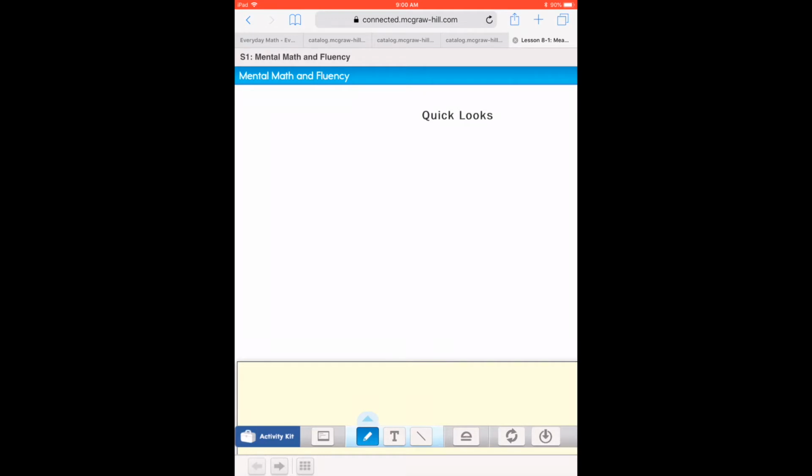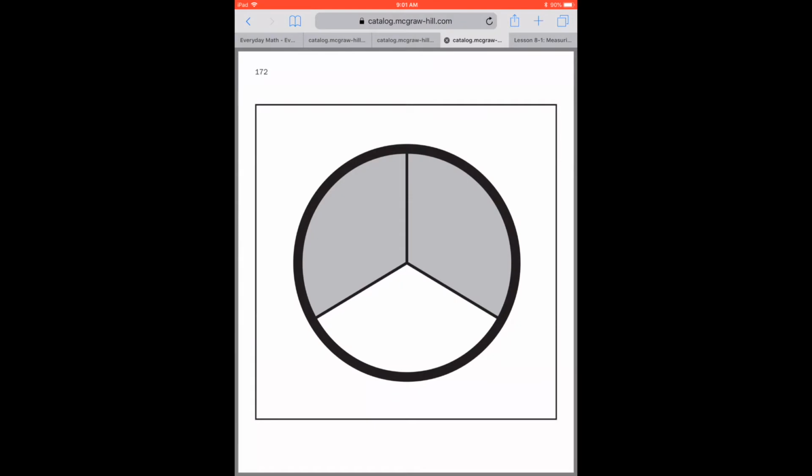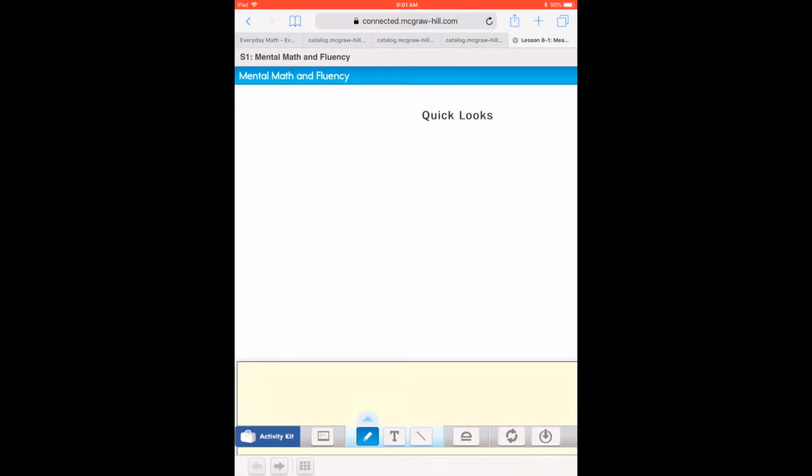All right, we are going to start with mental math. I am going to show you some fraction circles, and I would like you to decide whether the shaded part is less than, greater than, or equal to 1/2. Let's look at the first one. When you look at the shaded part of this fraction circle, is it greater than, less than, or equal to 1/2? That shaded part was 2/3. And 2/3 is greater than 1/2.